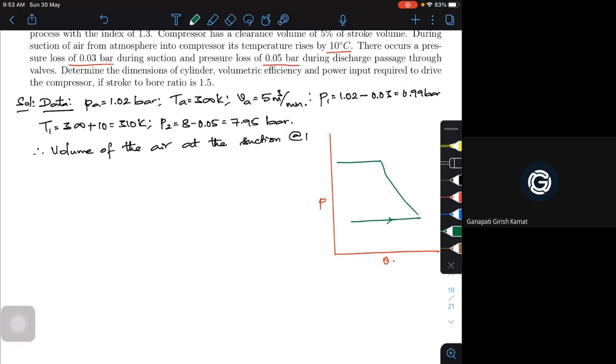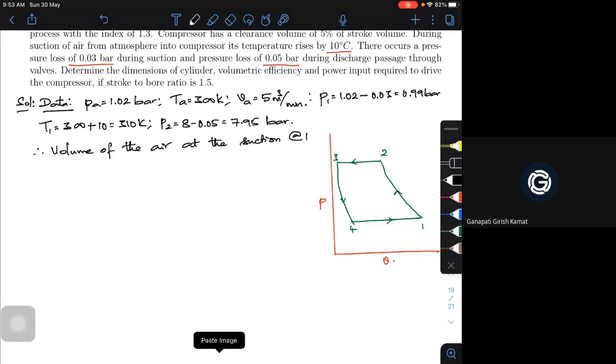So this is from 1 to 2, this is 3, and this is 4. At point 1, what is the volume of the air? Let me try to equate it. We know that PV is equal to MRT, so V is equal to MRT divided by the corresponding P. I am going to equate with respect to the atmospheric conditions.